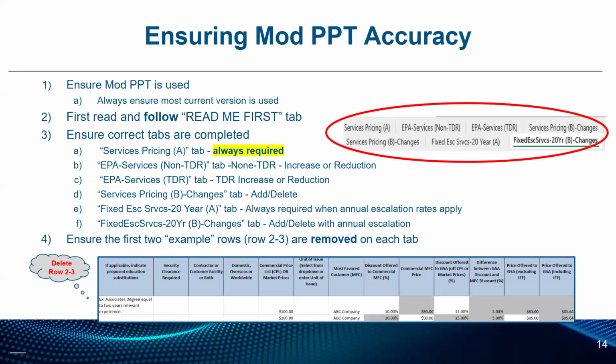Do not override the formulas, pretty please. We want to make sure we're all on the same playing field. So choose one method. Either you input your discount or you input your price exclusive of IFF and follow that same path all the way down and remove those example rows because they're just used for examples. Also, read the read me first instructions prior to completing your mod template. It is different from the new offer template. So even if you've got the new offer read me first instructions memorized, you need to read the read me first tab of the mod template when you're doing a mod.